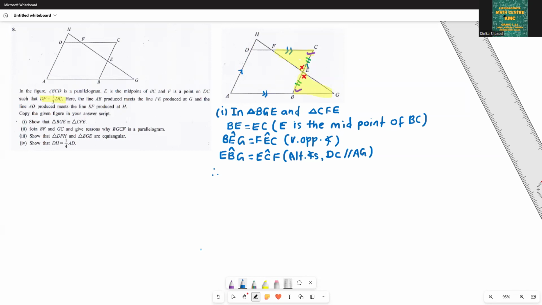Therefore, we have written three things. Therefore, triangle BGE is congruent to triangle CFE. Under the case, we have mentioned two angles and a side. Therefore, by the angle, angle, side case, these two triangles are congruent. Okay, shall we move to the second part of this question, children?